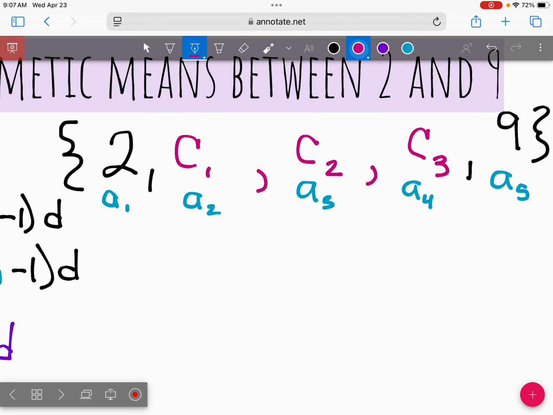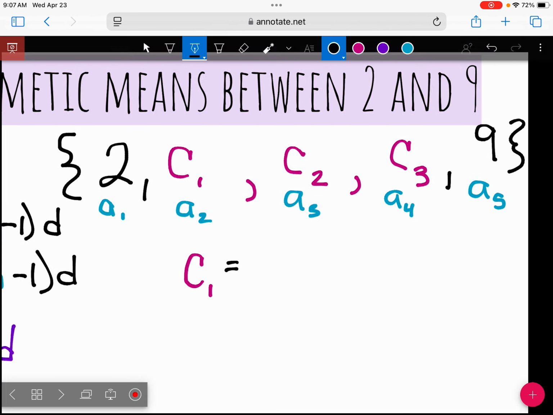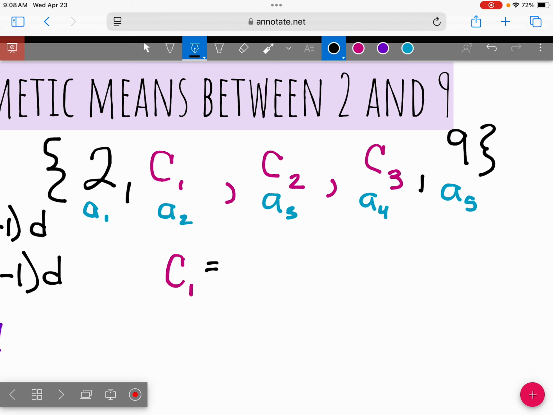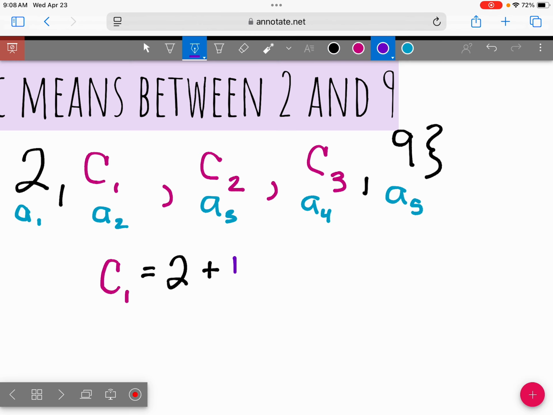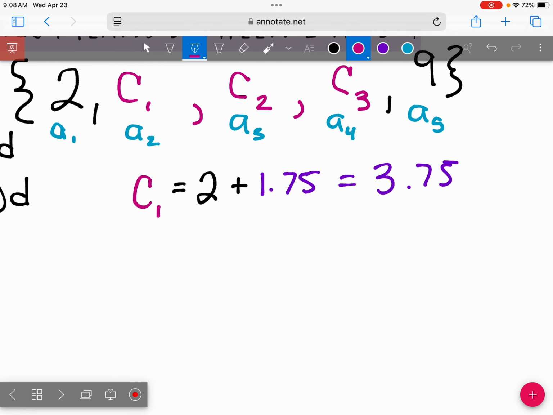So how can I find my first one, that C1? Careful. We're going to add the 1.75. So we're going to take our 2 plus our 7/4 or our 1.75. Bless you. Thank you. So what are we going to do for our second one, C2? Yeah. So we're going to have our 3.75 plus the 1.75.